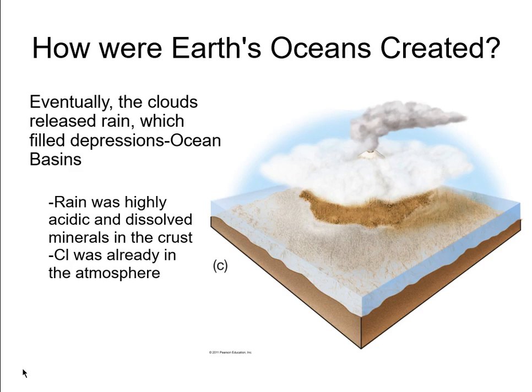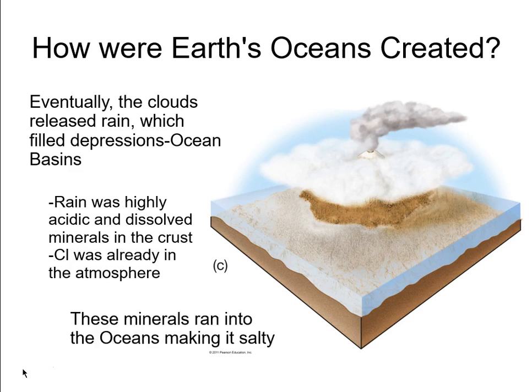And as it falls down, it touches the minerals on the surface, and those minerals end up getting dissolved into the water. So now when that water flows, it's not just pure water, it's water with stuff dissolved in it. And so what is in the depressions now, the early oceans, is water that has stuff dissolved in it, and that's how we got the saltiness of our oceans. Okay, so these minerals ran into the oceans, making it salty.